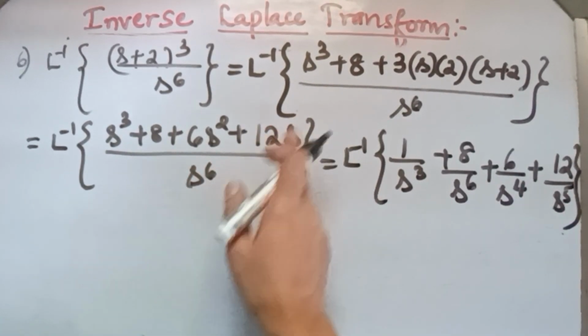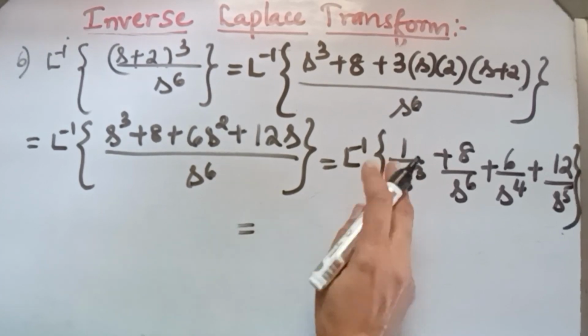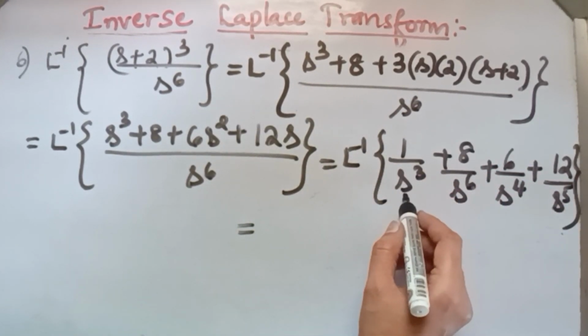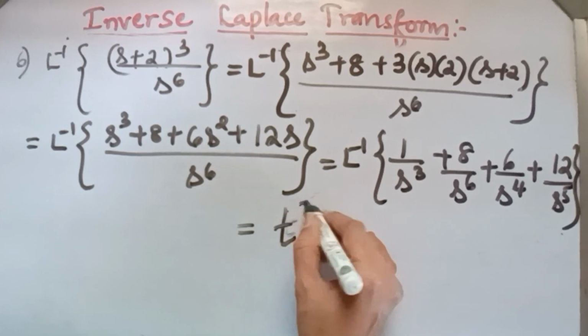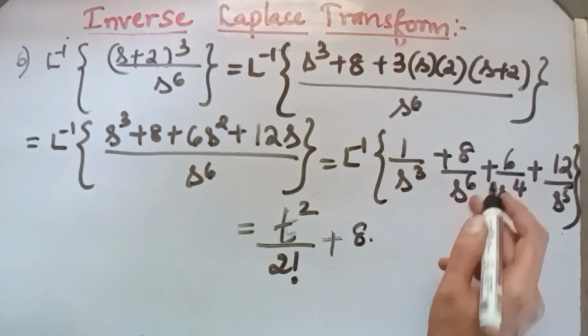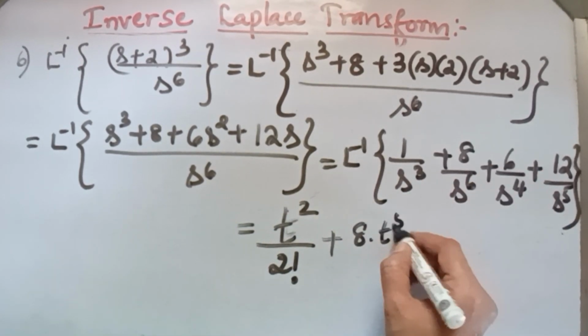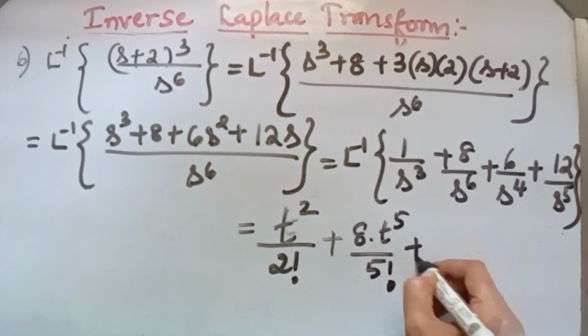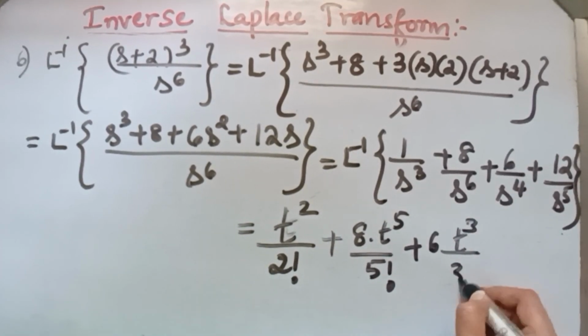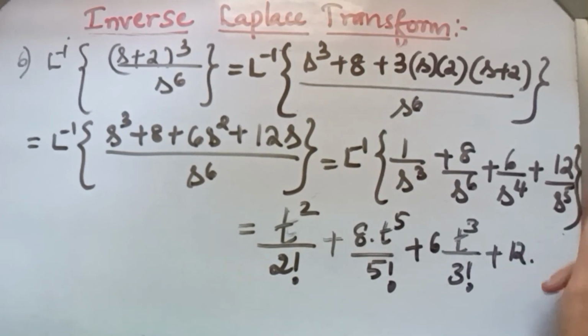Splitting term wise and cancelling the terms. Now find the individual inverse transforms. What is inverse transform of 1 by s cube? T square divided by 2 factorial, plus 8 into, this is 1 by s power 6, t power 5 by 5 factorial, plus 6 constant, 1 by s power 4 inverse transform, t cube by 3 factorial, plus 12 into 1 by s power 5 inverse transform, t to the power 4 by 4 factorial.